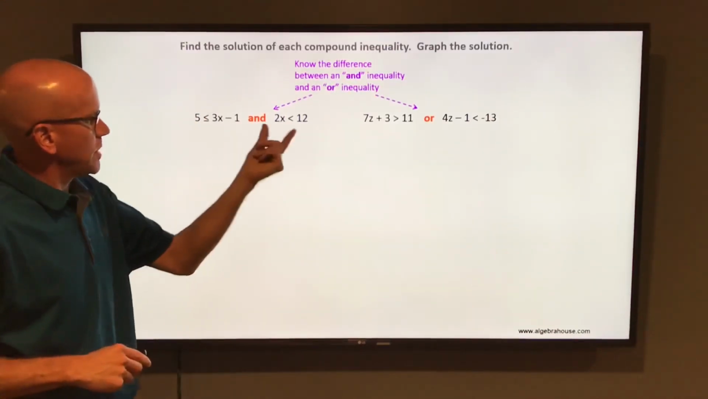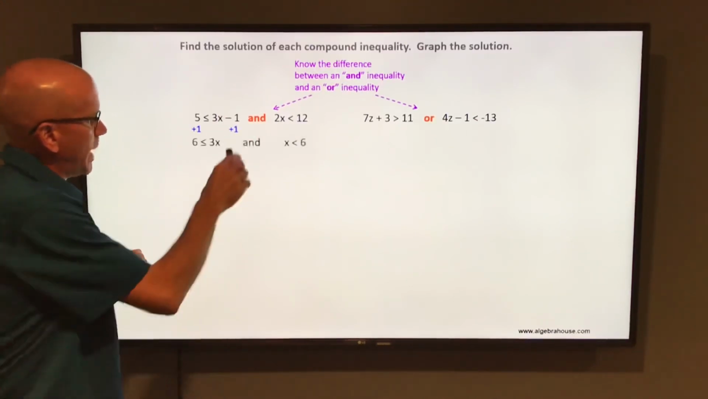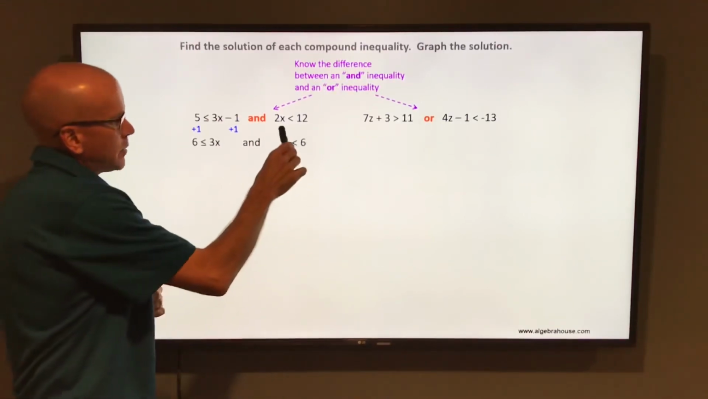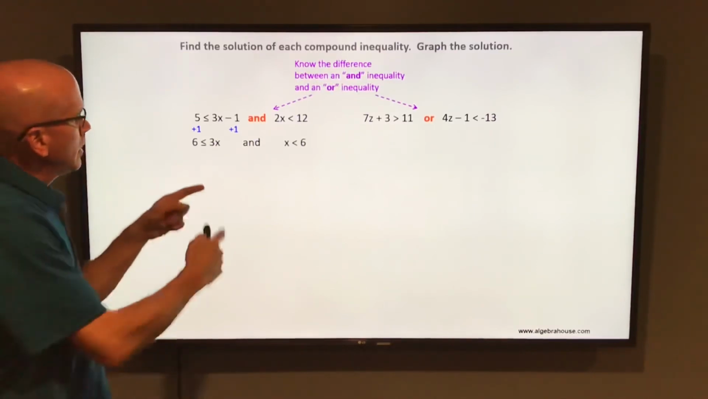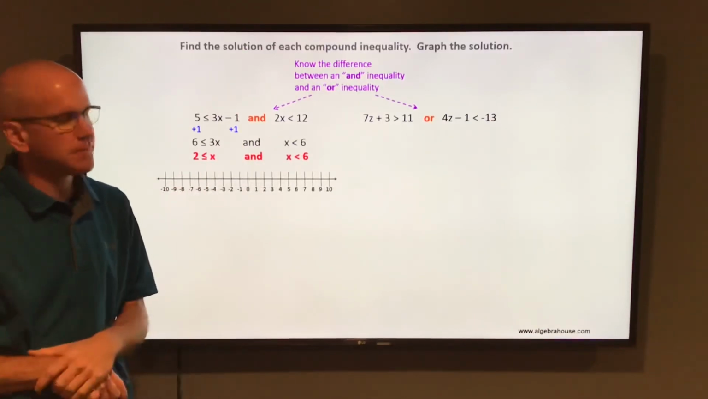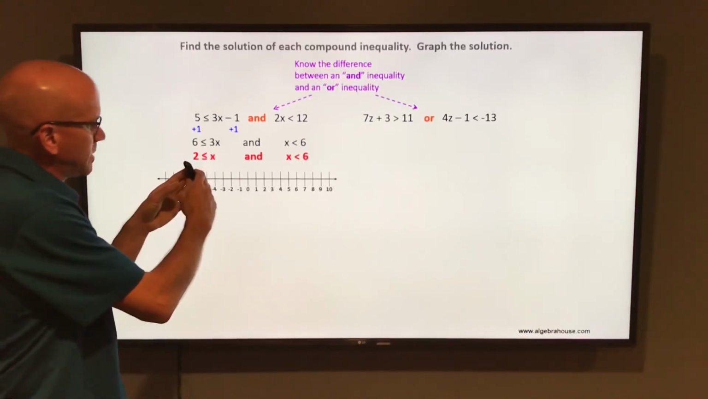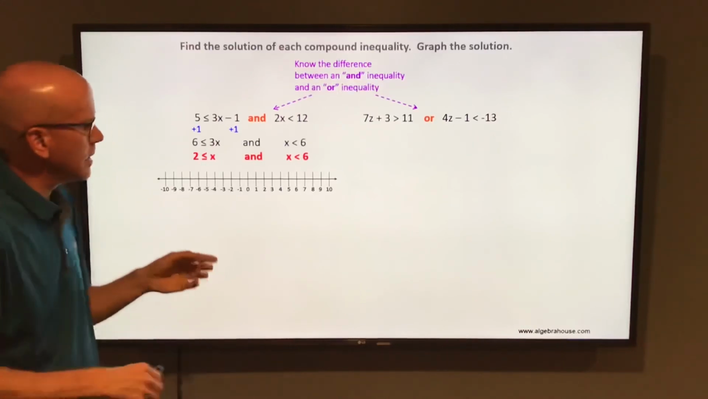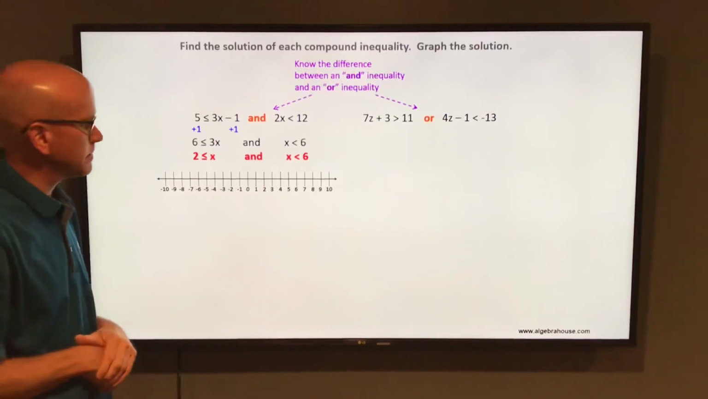So we'll take each one of these in this and inequality and solve each one. So this 5 is less than or equal to 3x minus 1. Add 1 to each side to get 6 is less than or equal to 3x. And the 2x is less than 12. Divide each side by 2. We have x is less than 6. For 6 is less than or equal to 3x, divide each side by 3. Get 2 is less than or equal to x. And x is less than 6. That's already done. So you could say that 2 is less than or equal to x and x is less than 6. If you wanted to write that together as one string, you would write it as 2 is less than or equal to x, which is less than 6.